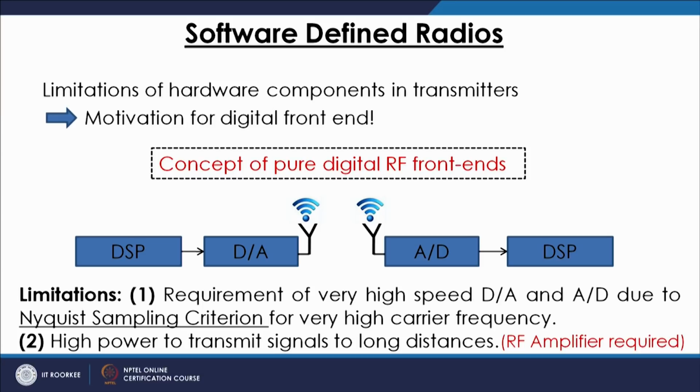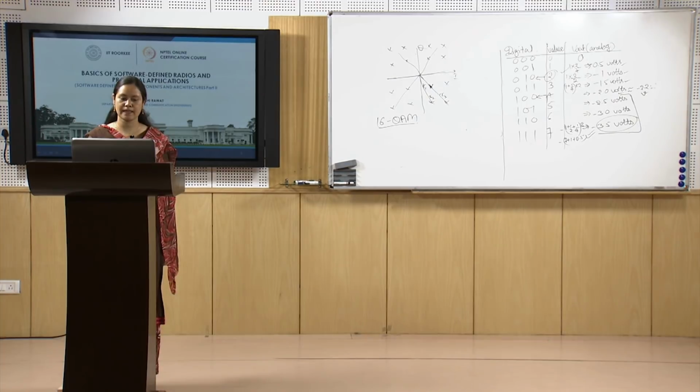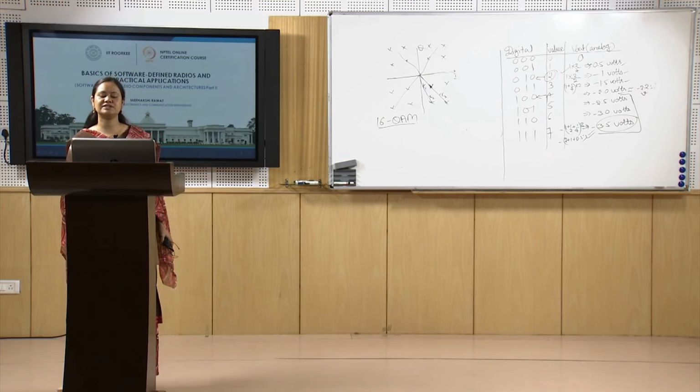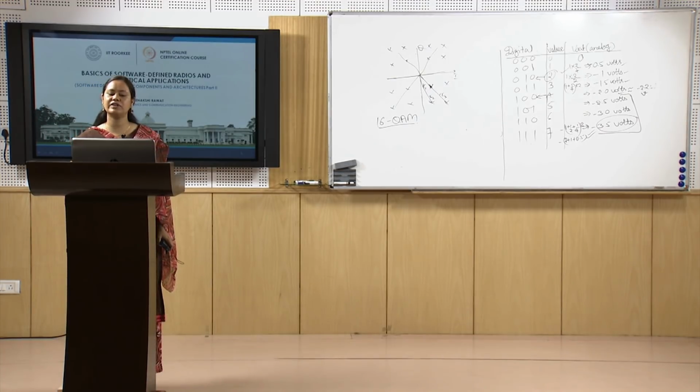So what is stopping us? Basically, the limitations of the hardware components in the transmitter, we want to remove them, and this is the motivation for the digital front end. So software defined radios were proposed initially as a concept of pure digital RF front end. So ideally, it was proposed that we can do everything in digital domain, and after that only we have to do digital to analog conversion and transmit it through antenna, receive it, and then everything can be done in the digital domain. So what is the limitation in this ideal definition of software defined radio?